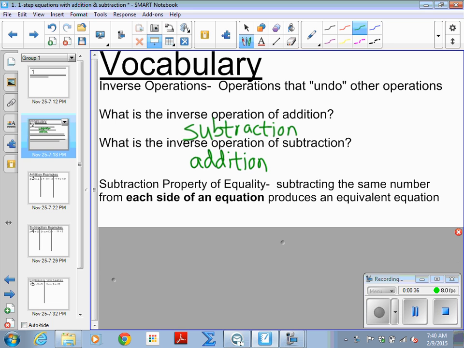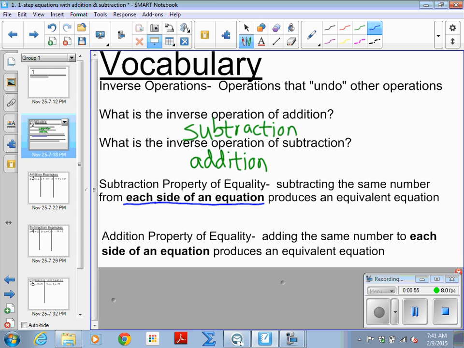We have two properties of equality. Subtraction property of equality, so subtracting the same number from each side of the equation. Each side is both things, and underline that as well. Very important. This produces an equivalent equation. So doing the same thing to both sides of an equation keeps it equal. And the same goes for addition. If you add the same number to each side of an equation, this also produces an equivalent equation. And we'll stress this to you as long as we are working with equations.